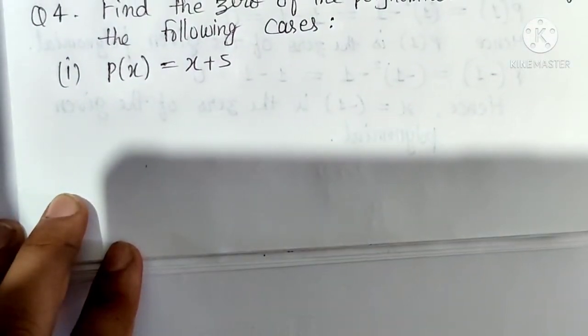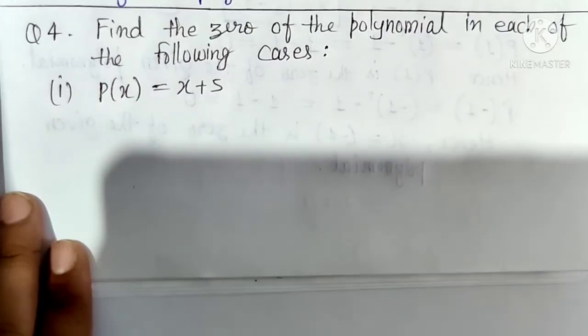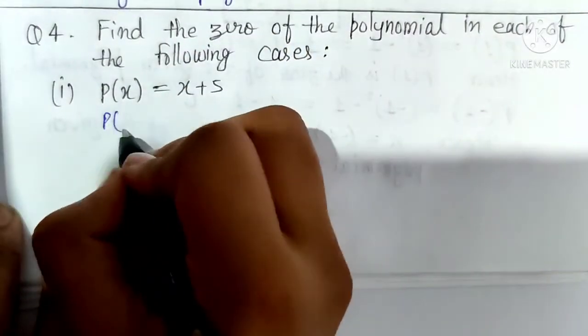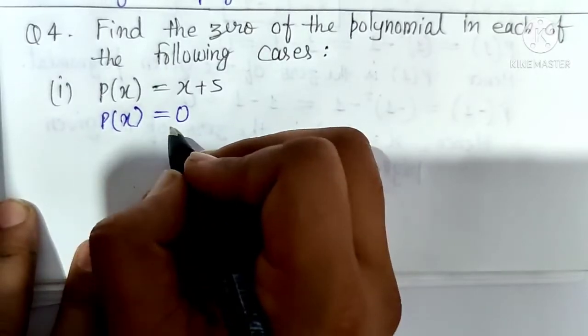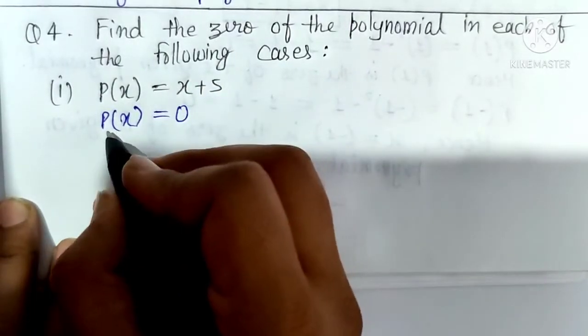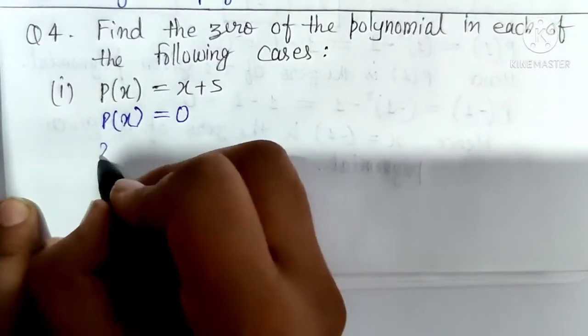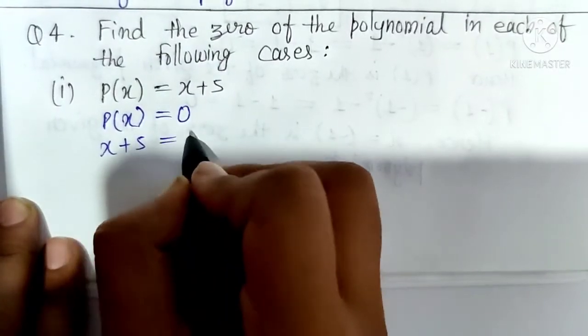See what is given to you. p(x) equals x plus 5. So see how we are solving. We will put p(x) equals 0 because we have to find the 0 only, no? Find the 0 of the polynomial. So when we put p(x) equal to 0, it means we are putting x plus 5 equals 0.